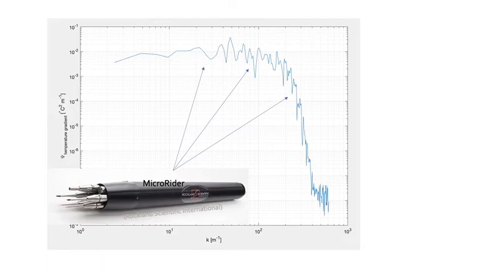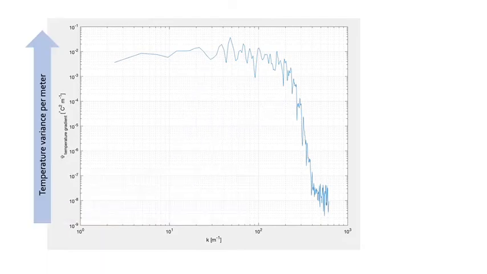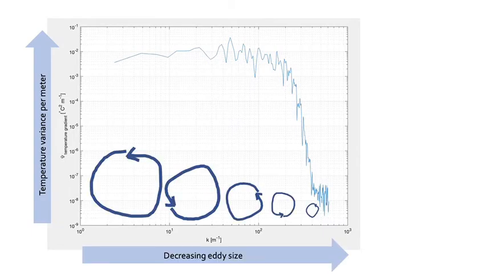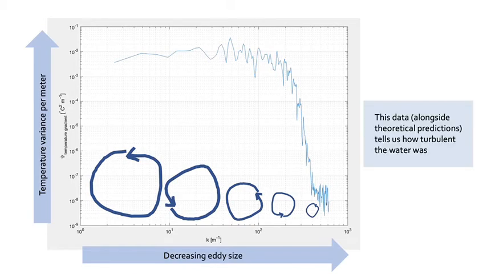Now, the microrider gives us enough information to make something called a spectrum, which looks like this. It shows us how temperature variance per meter is related to the size of the turbulent eddies. With some processing and predicting based on theory, this data tells us how turbulent the water was.